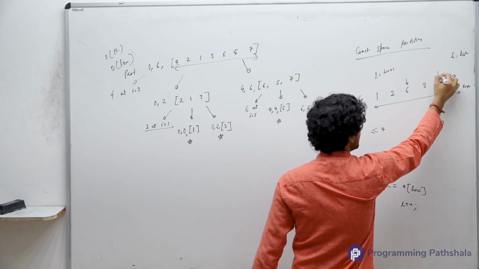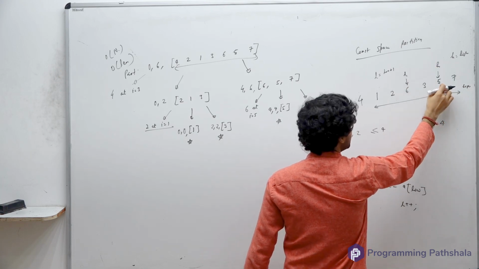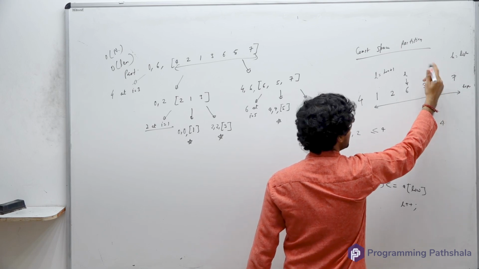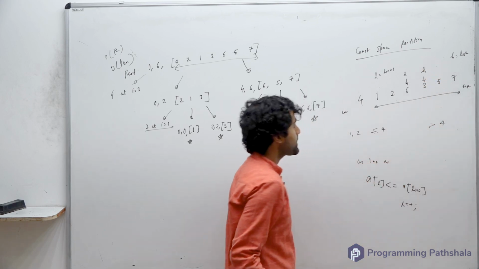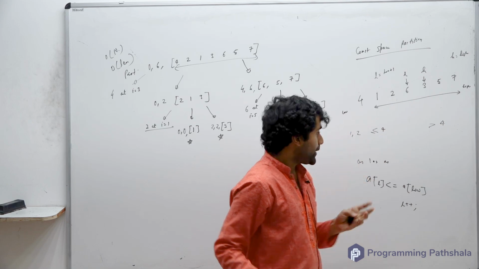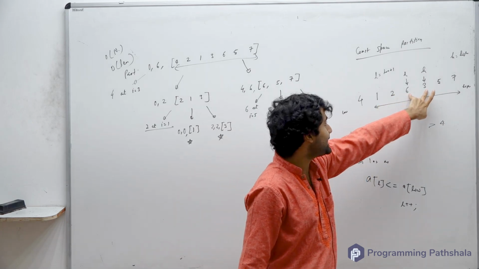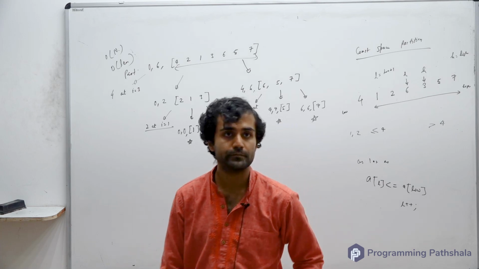So this H will come here. Now again, this is also greater than 4, so this H will come here. Okay, now what would you want to do? At this point of time, when this is 6 and this is 3, what would you want to do?